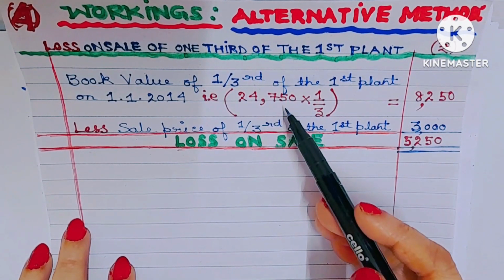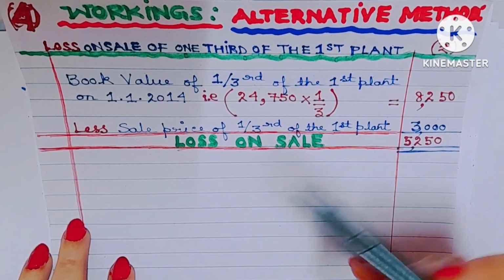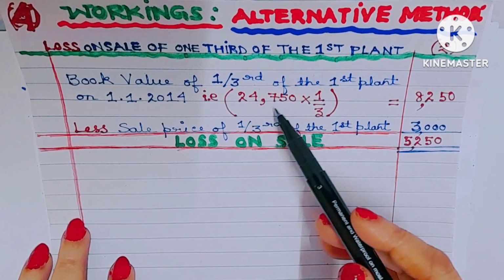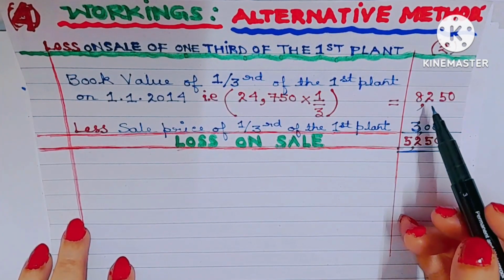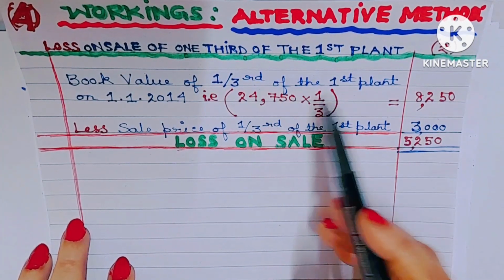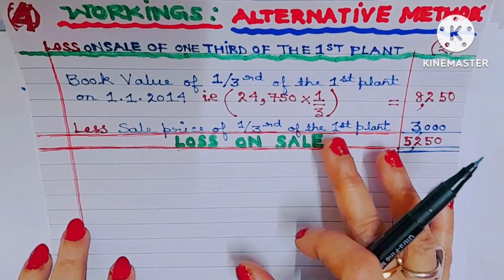Okay, 24,750 is the total book value of the first plant. So let's calculate 1/3 of the first plant. 1/3 of 24,750 will give you 8,250. 8,250 is the book value of 1/3 of the first plant on 1st January 2014. Why are we calculating 1/3 of the first plant?